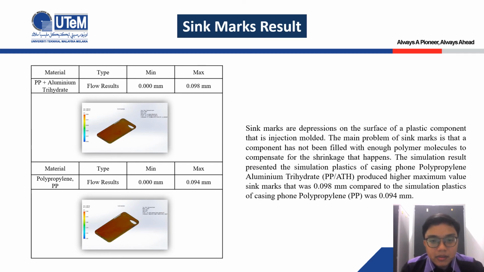After that, the sink mark result. Sink marks are depressions on the surface of the injection molded plastic component. The main problem of sink marks is that a component has not been filled with enough polymer molecules to compensate for the shrinkage that happens. The simulation result presented that the plastic simulation of the gas-inform polypropylene aluminum trihydrate produces a higher maximum volume sink mark, 0.098 mm, compared to the gas-inform polypropylene, 0.094 mm.